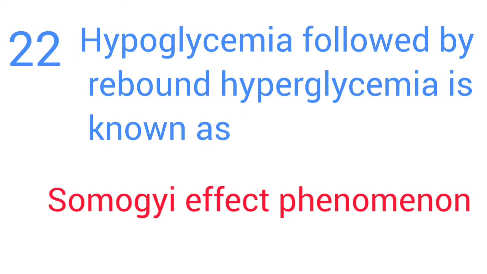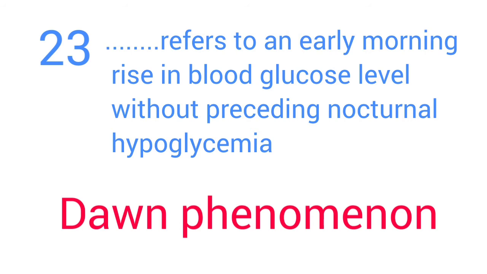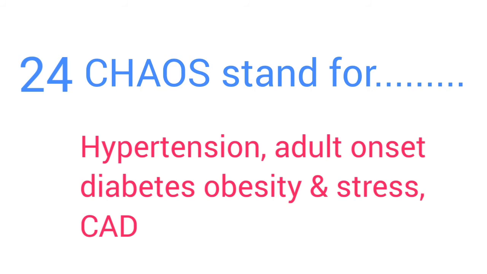Hypoglycemia followed by rebound hyperglycemia is known as Somogyi effect phenomenon. Dash refers to an early morning rise in blood glucose level without preceding nocturnal hypoglycemia. Dawn phenomenon. CHIO stands for hypertension, adult onset diabetes, obesity and stress, CAD.